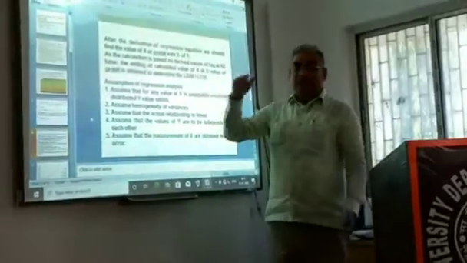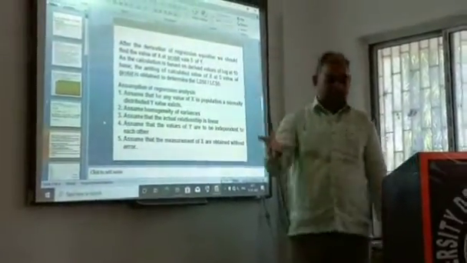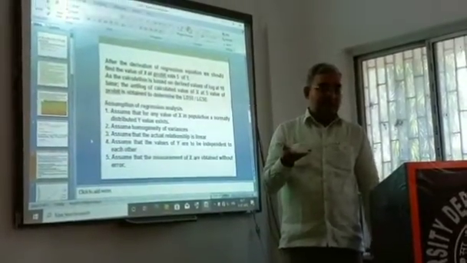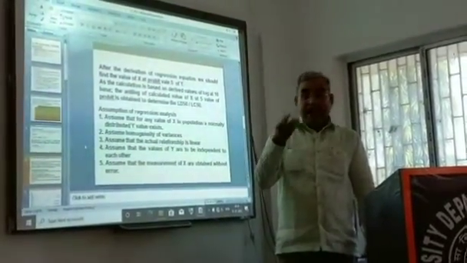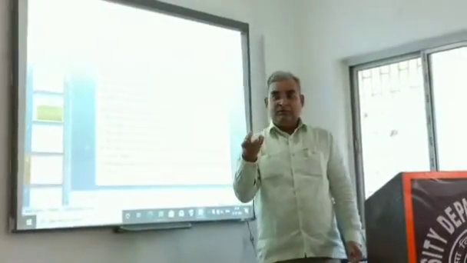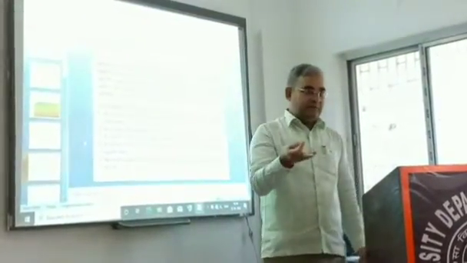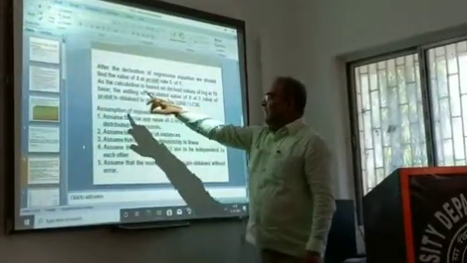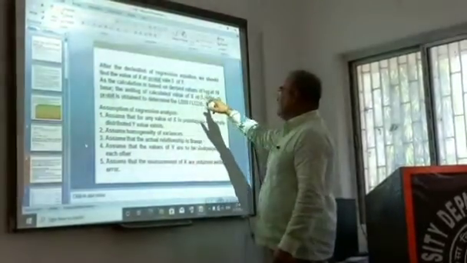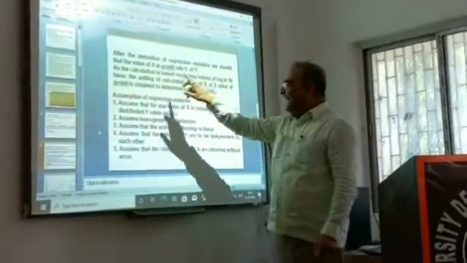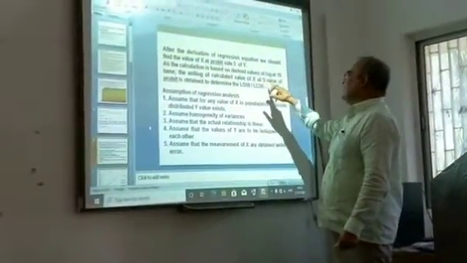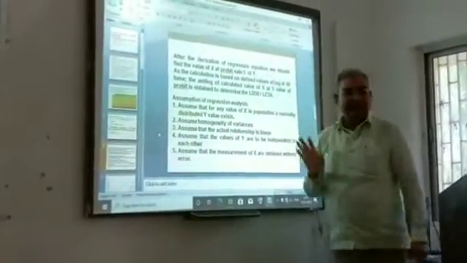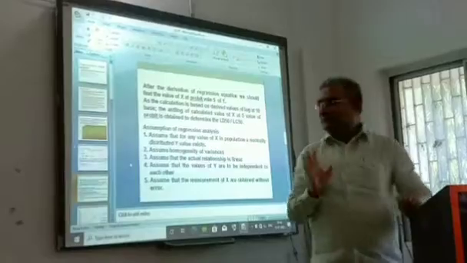log, we convert the value into the anti-log to obtain the actual value of the toxicant. Actual value of the toxicant. That is right. As the calculation is based on derived value of the log at 10 base, the anti-log of calculated value of x at 5 value of the probit is obtained to determine the LD50 or LC50. Clear?